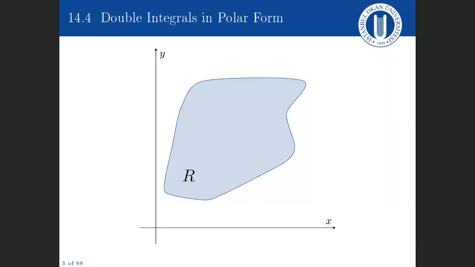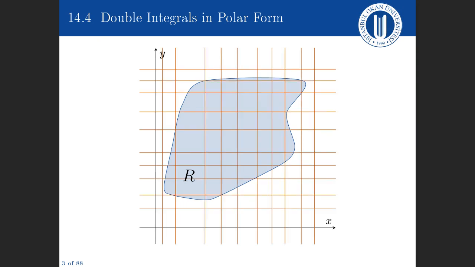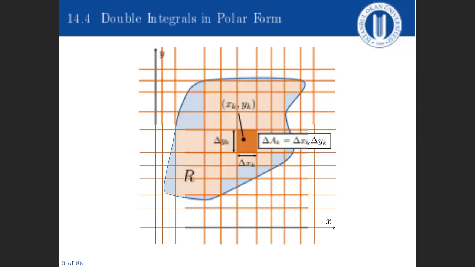Let me just remind you what we were doing in the last lesson. If we wanted to define a double integral over some region R, then we needed to divide the region R up into little rectangles using vertical and horizontal lines. And then we were just counting the rectangles which were completely inside the region. On top of each one of these rectangles, we drew a column. We added up the volume of the columns, and that was our double integral. We're going to be doing the same idea now, but instead of using horizontal and vertical lines, we're going to be using rays and circles.